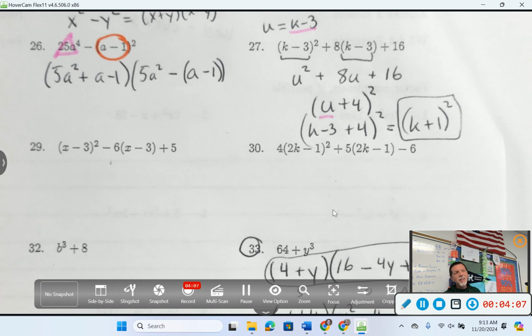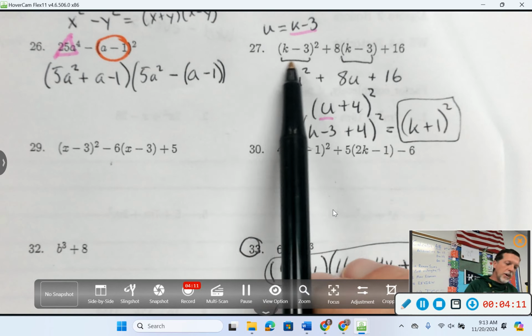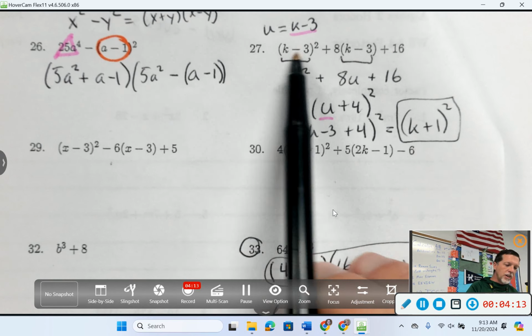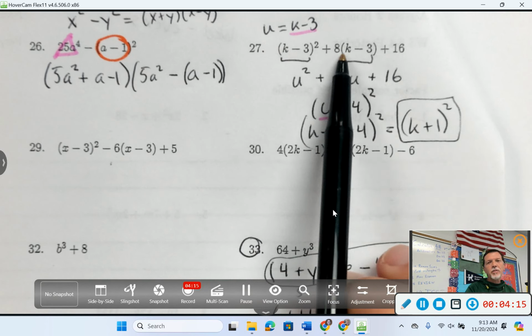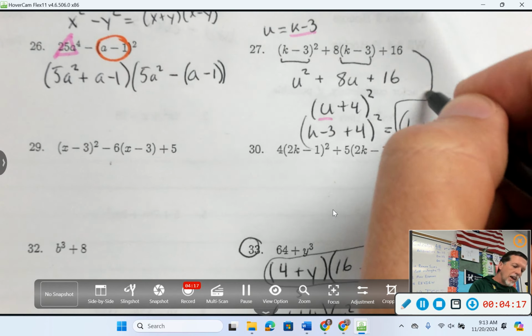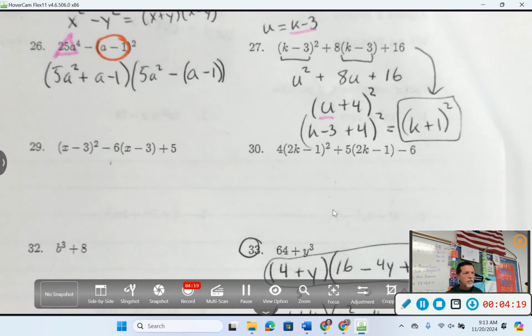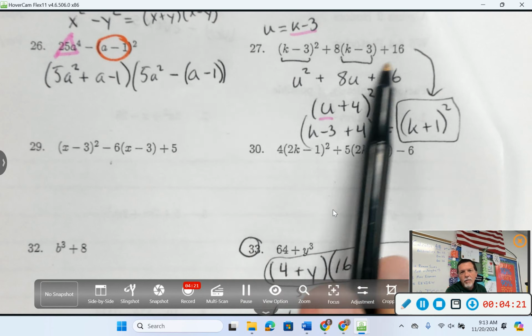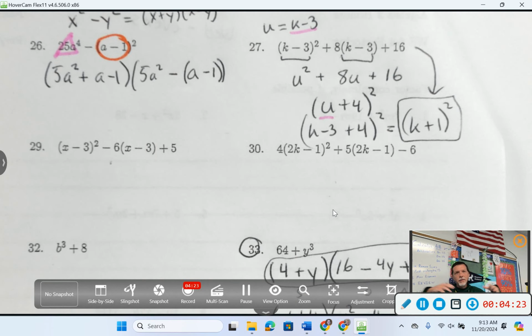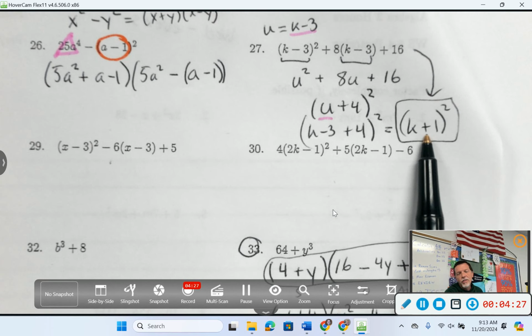Okay, we hadn't done one like that yesterday. Someone in first period did it a different way, and this is a perfectly okay way to do it. They multiplied, they FOILed this, distributed the 8, collected all the terms, and then factored, and then got k plus 1 squared. So you don't have to use this. You could multiply it all out, combine it, put it all back together, and then factor, and you'd still get back to this.